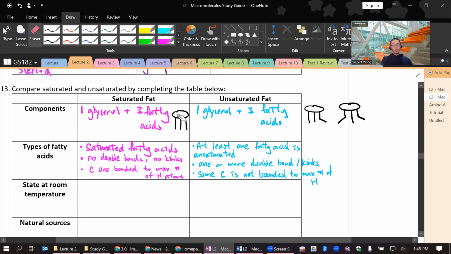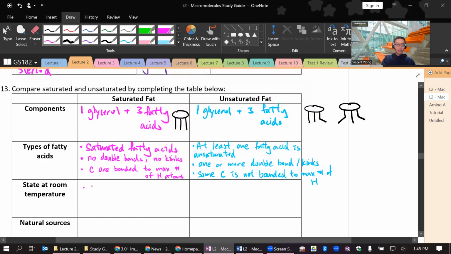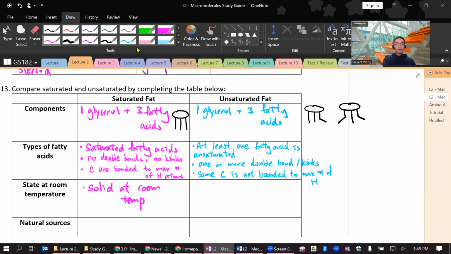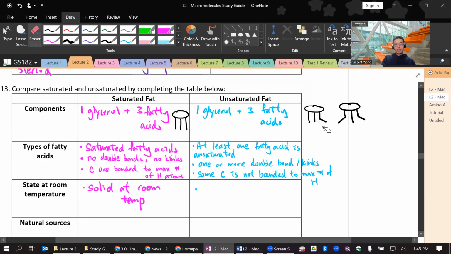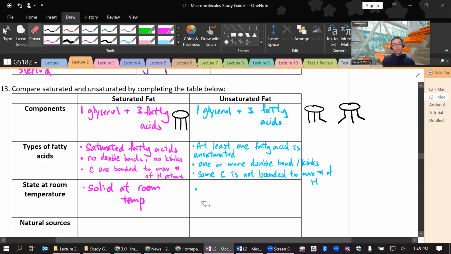So if they are saturated fats without the kinks sticking all over the place, you can pack them really closely together. And for that reason, the saturated fats would be solid at room temperature. Whereas the unsaturated fat, because of all these kinks, all these bends that are sticking out all over the place, the molecules cannot get really close to each other, right? So they stay quite far apart compared to the saturated one, and that makes them liquid at room temperature.